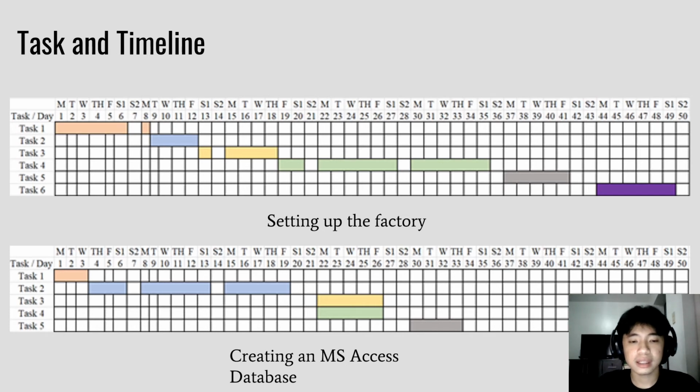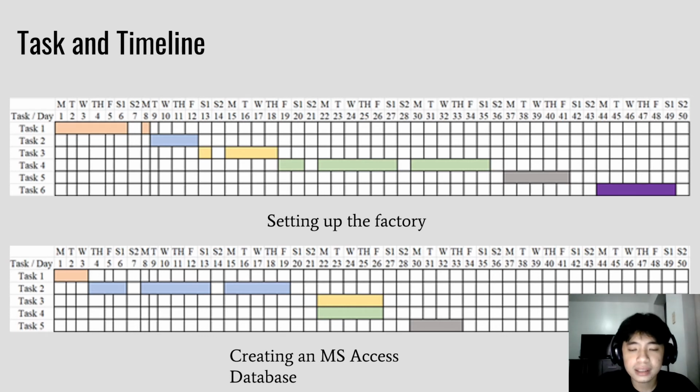Next, task 2 is the recruitment of personnel. He or she must be a college graduate, can at least communicate well, and most importantly, skilled enough in MS Access so that he or she can do the job correctly.